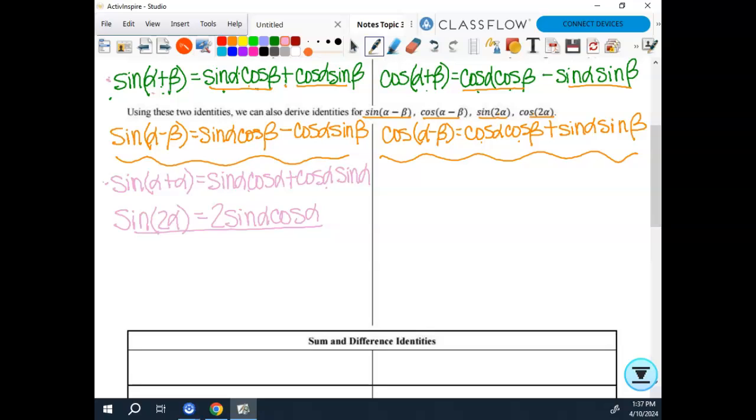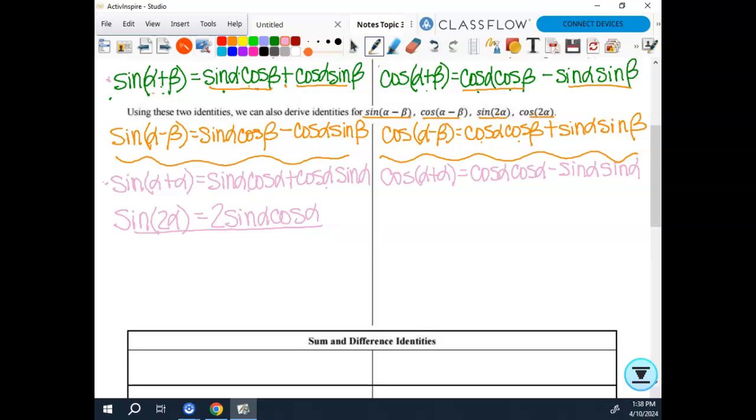All right, so let's look at cosine for our double angle. Let's do cosine of alpha plus alpha. So again, I'm coming up here. So this is going to give me cosine of alpha times cosine of alpha minus sine of alpha times sine of alpha. Just substituted it in. Everybody okay with where all that came from?